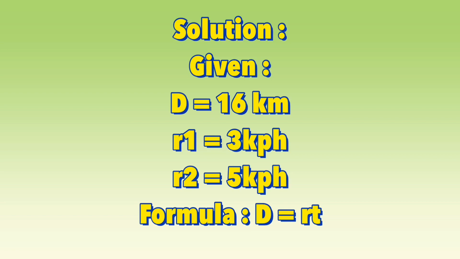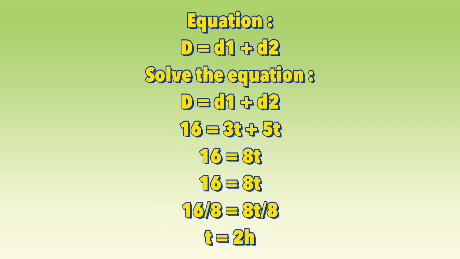Okay, equation: D1 is the distance traveled by Lorna, and D2 is the distance traveled by Peter. So we have to solve the equation. D equals the distance of Lorna plus the distance of Peter. And the given distance is 16 kilometers. You have to copy that. Then substitute to D. For the distance of Lorna, remember we have D equals RT.